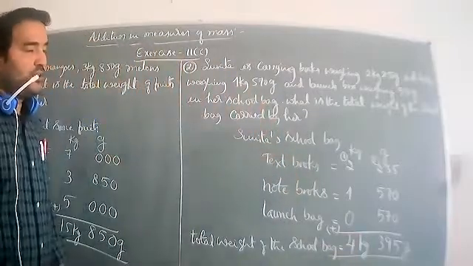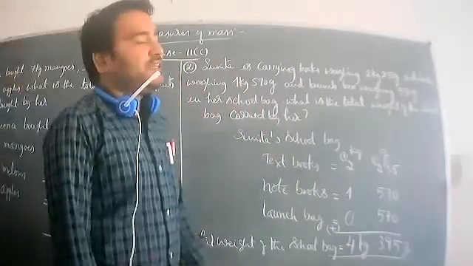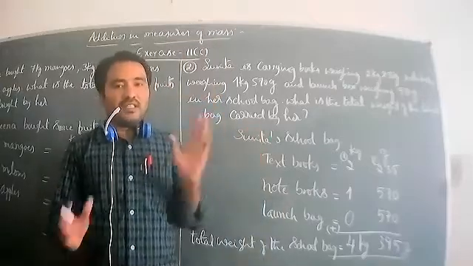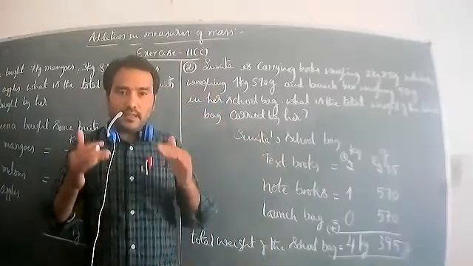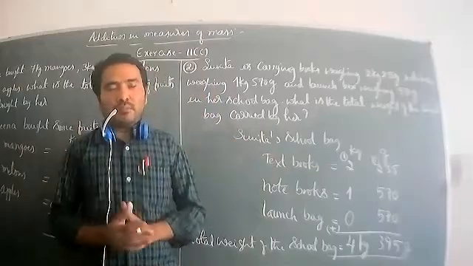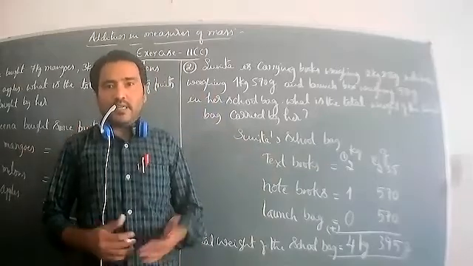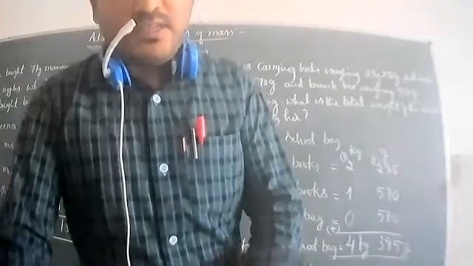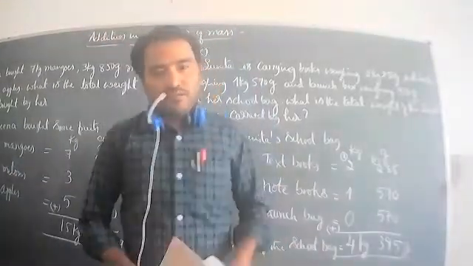So we should find out the addition in measures of mass. First we arrange in column form, then kg and gram separately, and then we add. So we get the sum. This is the addition of measures in mass. I hope all of you understand.